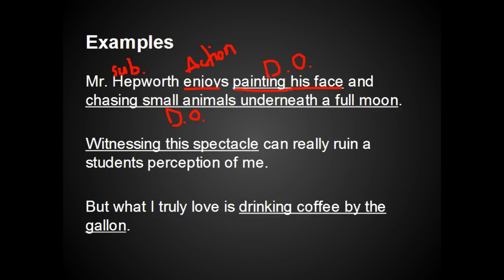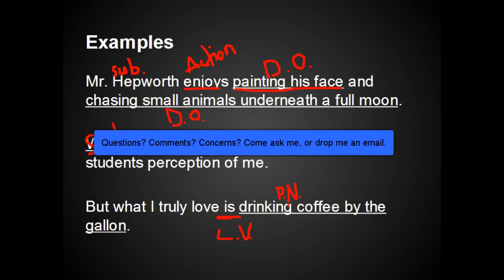This next one should also be pretty simple. Witnessing the spectacle, 9 times out of 10, you'll notice here, it starts the sentence, and that's because this is acting as the subject of the sentence. Easy enough. The very last one, drinking coffee by the gallon. Very first thing we're going to do is identify the verb. Look, here's the verb, is a linking verb, and in this case then we've only got one option. If it follows a linking verb, it's acting as a predicate nominative. So this is a predicate nominative. That's it. It's not too hard when you have all your notes in front of you.